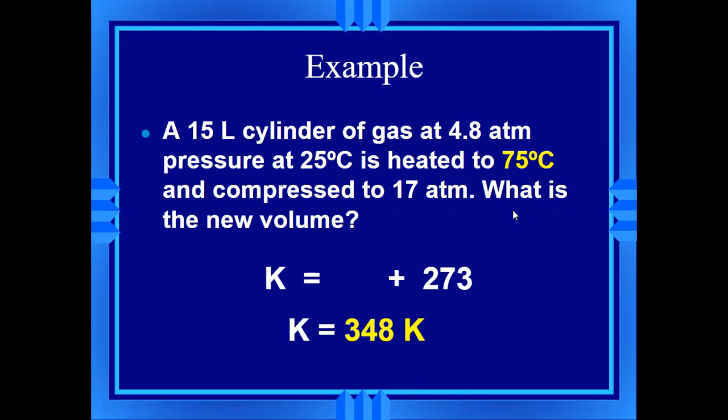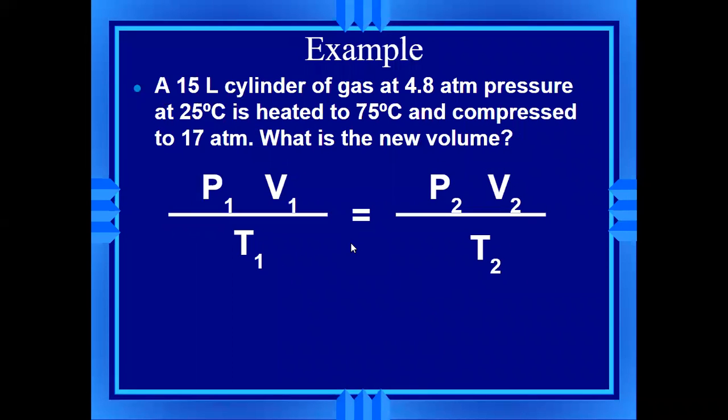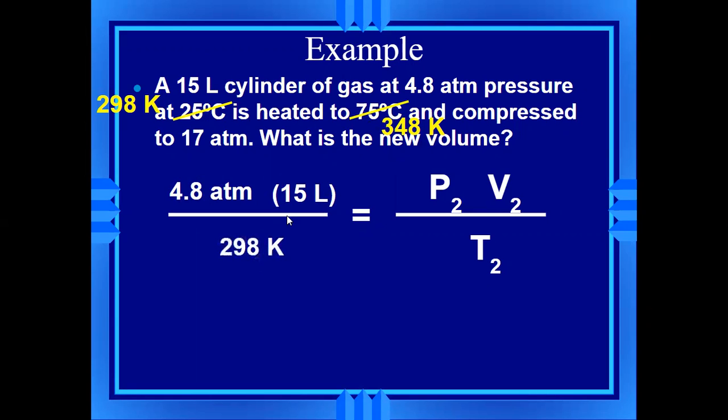So the question is, what is the new volume? We have our initial volume, our initial pressure, our initial temperature, and we have our final temperature and our final pressure, and we're trying to find our final volume. Let's go ahead and plug in our variables. Our P1 is 4.8 atmospheres. Our V1 is 15 liters. Remember, 1 is always your initial stuff. Your T1 is 298 Kelvin.